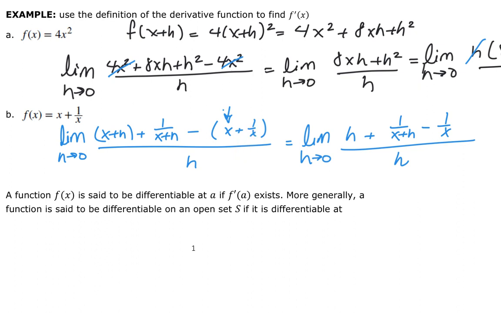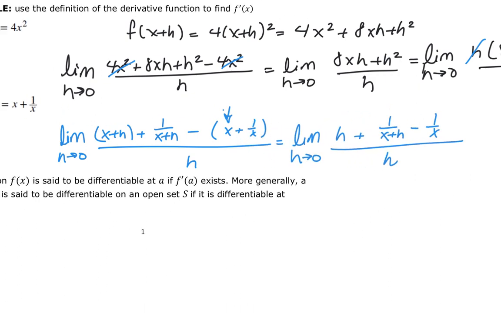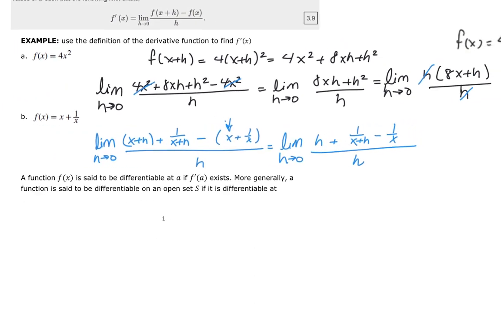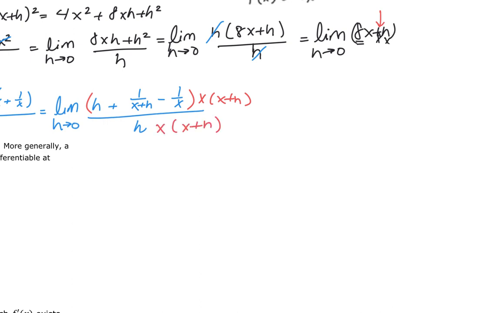What I'm going to do now is multiply everything by the x plus h and the x, because that is my lowest common denominator of all the fractions that are here. This is over 1, this is over 1, so these two multiplied together will be my lowest common denominator. So I'm going to multiply the numerator by x plus h to clear out those complex fractions, and then I'm going to multiply the denominator by this as well.